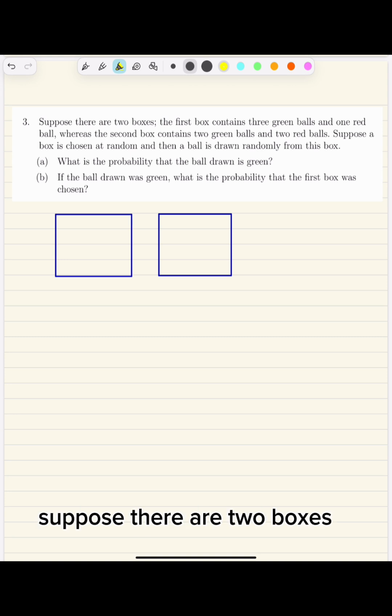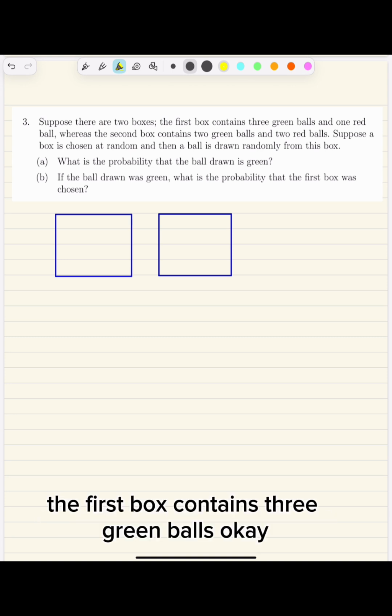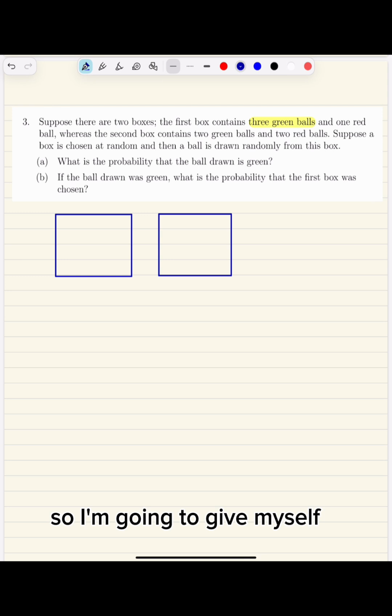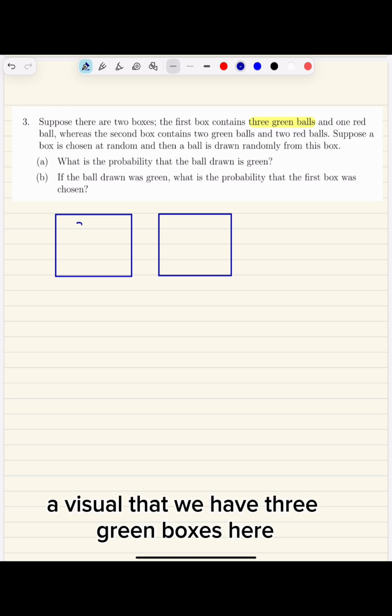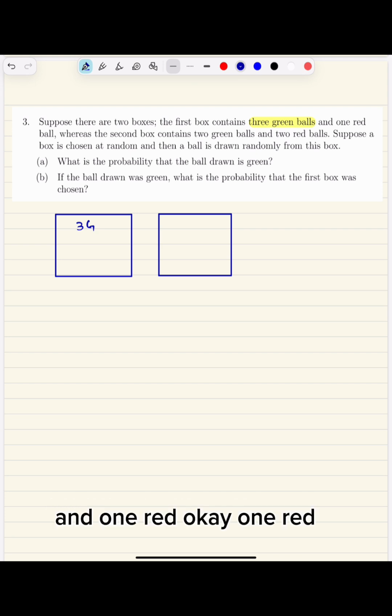Okay, suppose there are two boxes. The first box contains 3 green balls. So I'm going to give myself a visual: we have 3 green balls here and 1 red. Okay, 1 red.